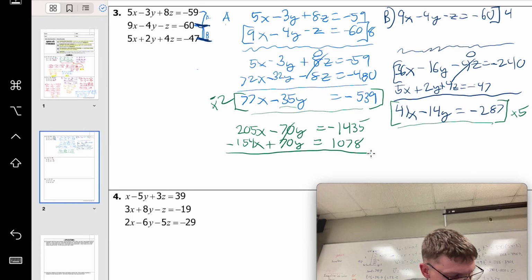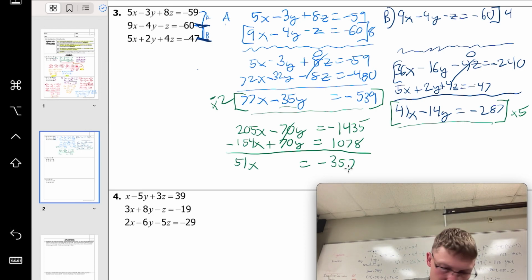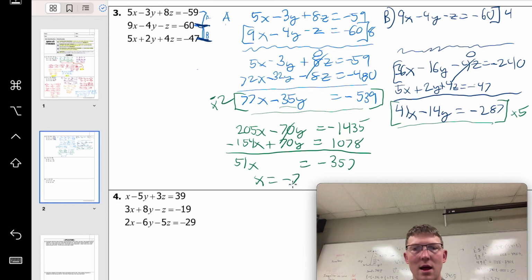205 minus 154, 51x equals 1435. That's a negative sign, times negative 1. So negative 1435 plus 1078 is equal to negative 357. Divide that by 51. We get x equals negative 7. How exciting.